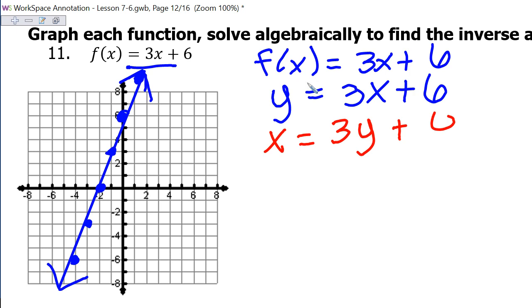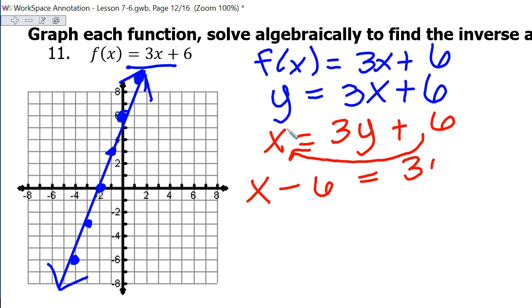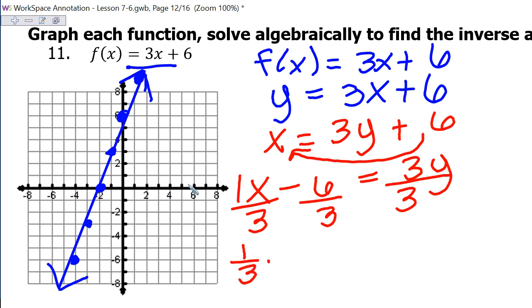Now solve for y. So if I want this y by itself, I need to get rid of this 6. So what happens to 6 when I move it to the other side? It becomes negative 6. How do I get rid of that 3? Divide all 3 of these by 3. What number's in front of this x? A 1. So what fraction should I put in front of x? 1/3, so 1/3 x. What's negative 6 divided by 3? Negative 2. The 3's cancel.